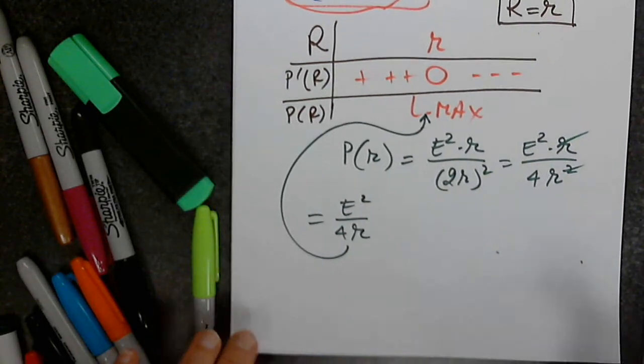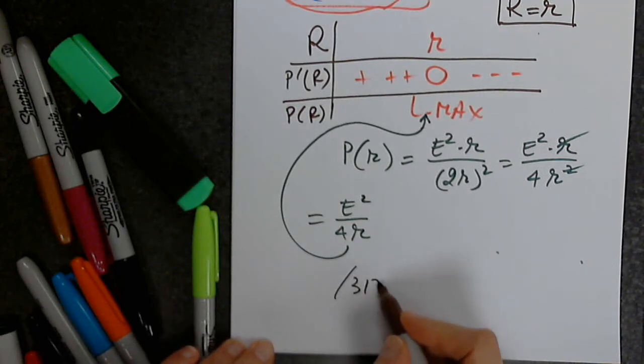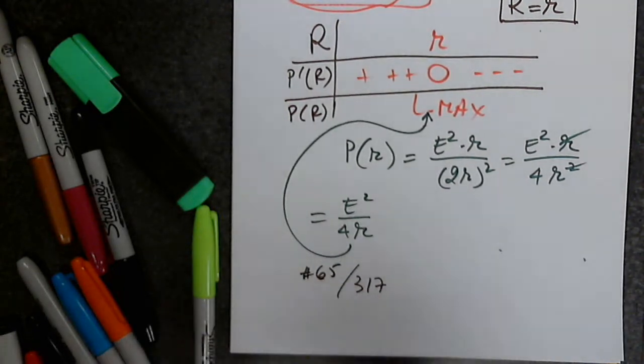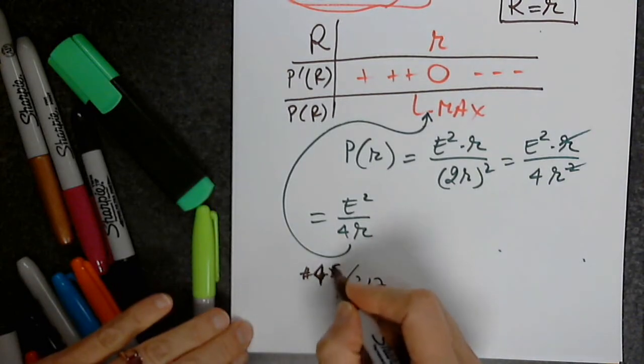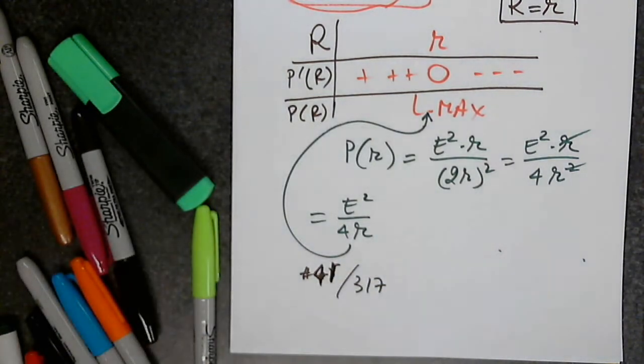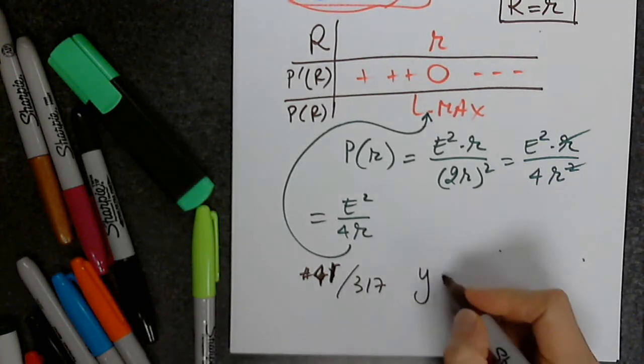On page 317, number 65, I think it was. 317, 60. No, sorry, I wrote that down wrong. That's 41. Okay, sorry, I crossed out. That's okay. It's not 65, but it's 41. 41. That's fine. 317, 41. Very good. Excellent example.